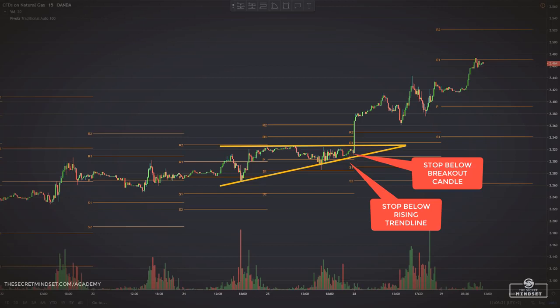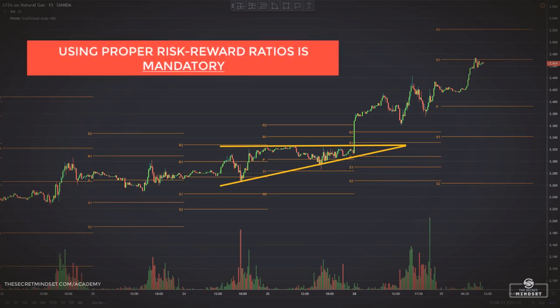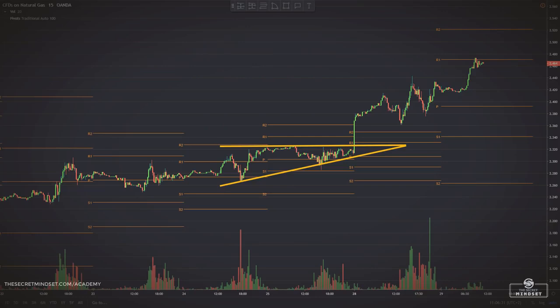Also, keep in mind, while ascending triangles provide a profit target, that target is just an estimate, a projection. A price may far exceed that target or fail to reach it. This is why using proper risk-reward ratios is mandatory. Otherwise, the risk is that the triangle pattern will transform into something else and will invalidate the reason you have entered in that particular trade in the first place.